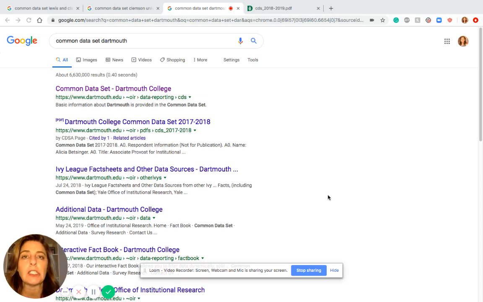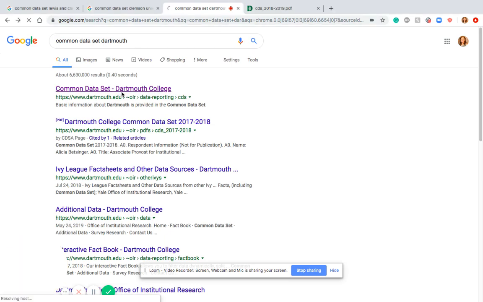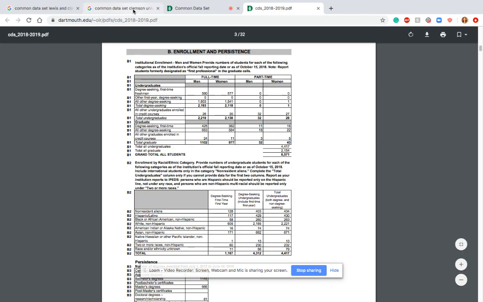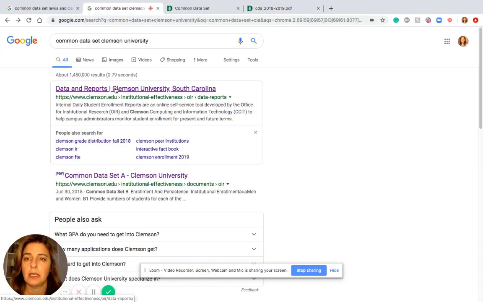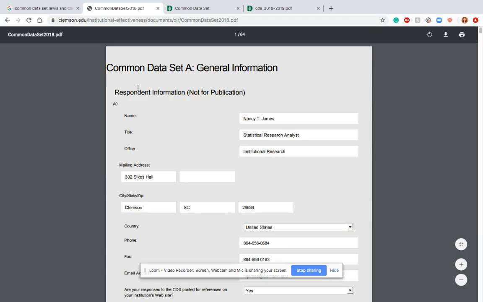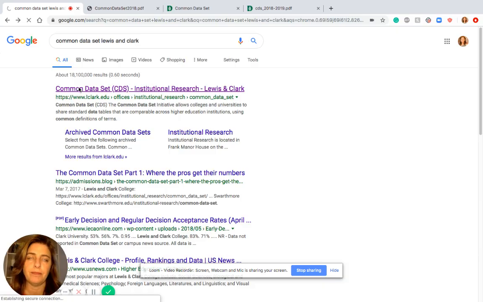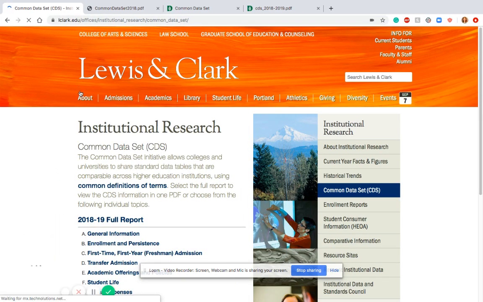How do you find it? It's super simple. You just type in the words common data set and the name of the school. So common data set Dartmouth. I'm going to pull up 3 different ones for you. And then I actually already have that one pulled up. Common data set Clemson, so that you can see what Clemson's numbers look like. And all of these things are going to be set usually by the institutional research branch of a school.